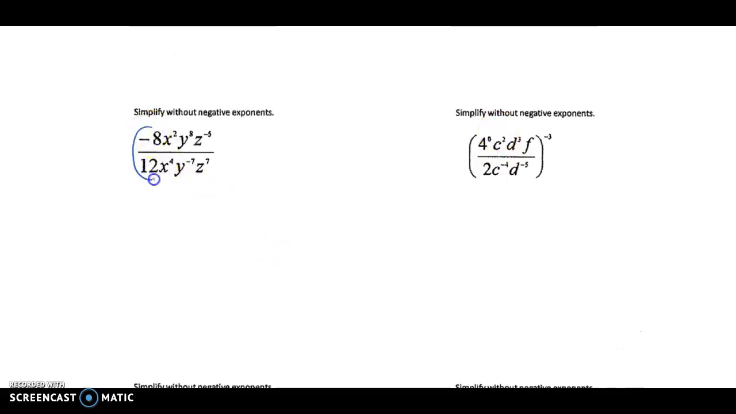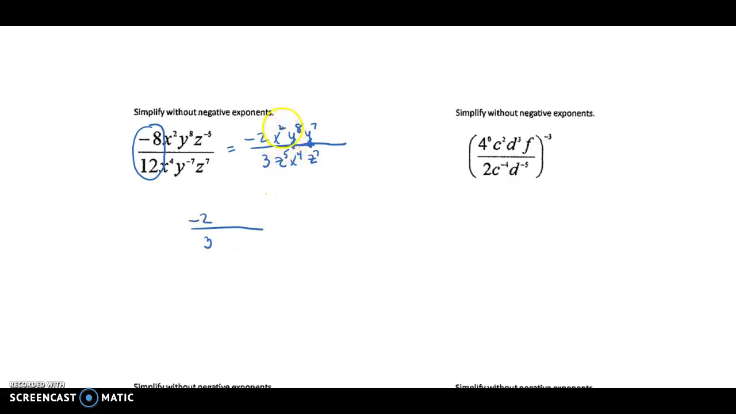Next one, I'm going to reduce this fraction. Both to be divided by 4, so I'm going to get negative 2 over 3. Then I'm going to get rid of negative exponents if I can. So, x to the second stays, y to the 8th stays, z to the negative 5 comes down, right? X to the fourth stays. Y to the negative 7, to make that exponent positive, it comes up. Z to the 7 stays.